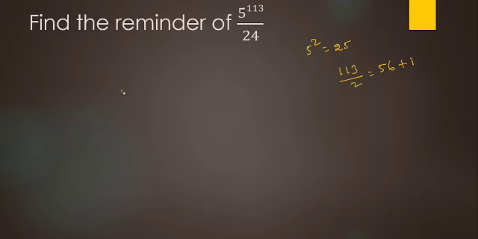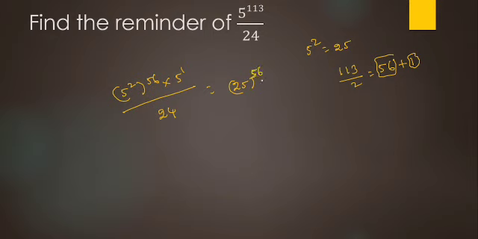Now we will write this 5 squared and the quotient is actually 56. So 5 to the power of 56 into the remainder 1 here. So 5 to the power of 1 divided by 24. Now it can be written as 25 to the power of 56 into 5 to the power of 1 divided by 24.